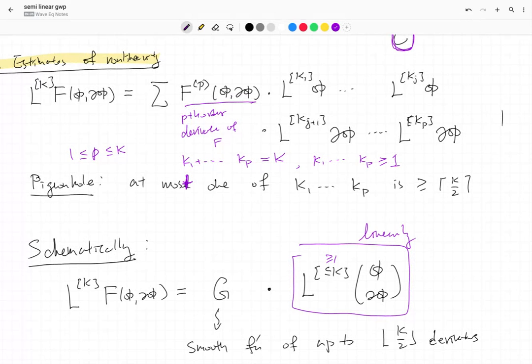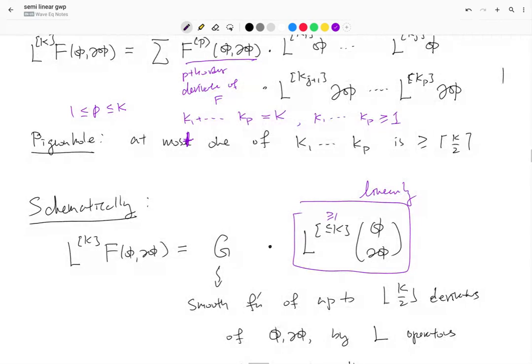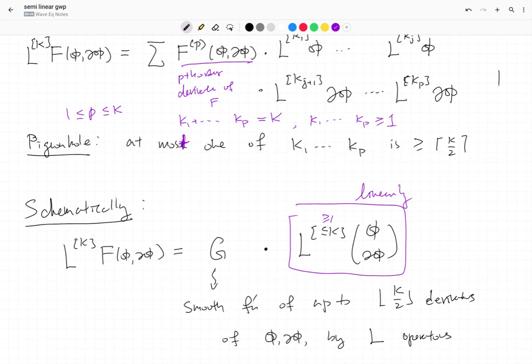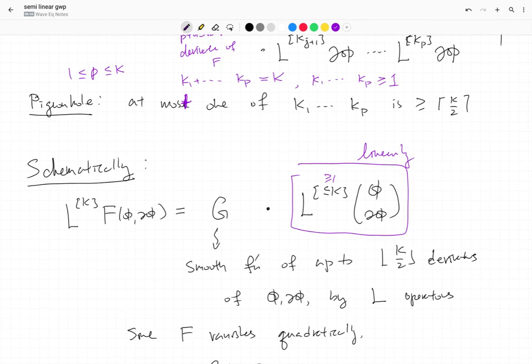So g is going to be something like f_p of phi and dphi, multiplied by some number of L derivatives of phi, some number of L derivatives of dphi, but for each of the terms, the number of L derivatives is at most k over 2. And because g also depends on the p derivatives of f, it's also going to depend on phi and dphi itself. So this final linear term is going to have at least one L derivative, but the term in g can have 0 L derivatives. So we have a smooth function of up to k over 2 derivatives of phi and dphi by L operators.